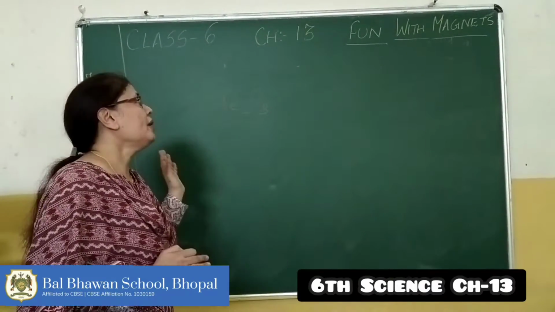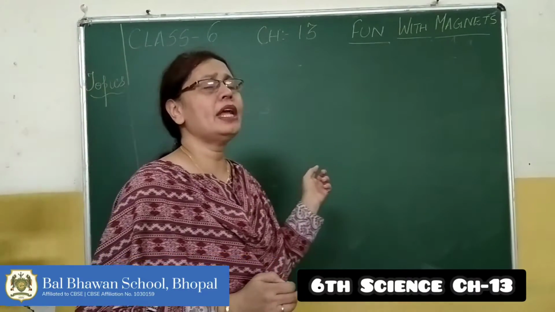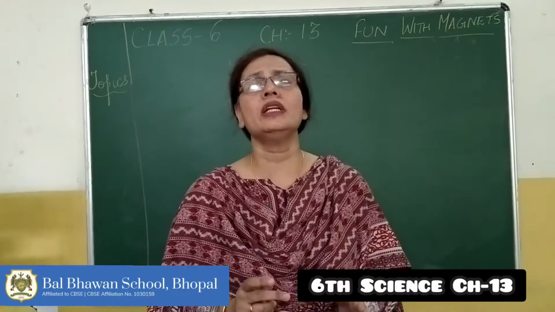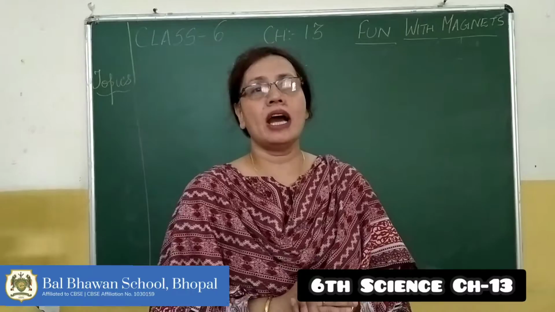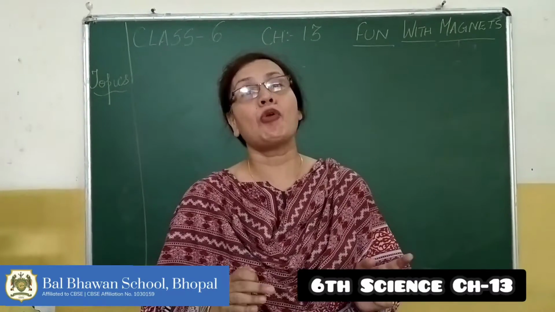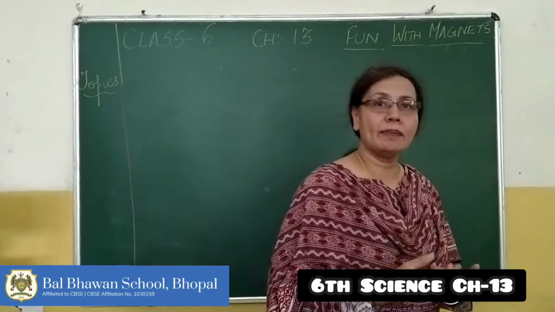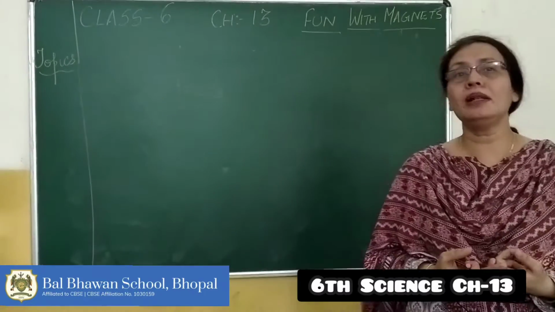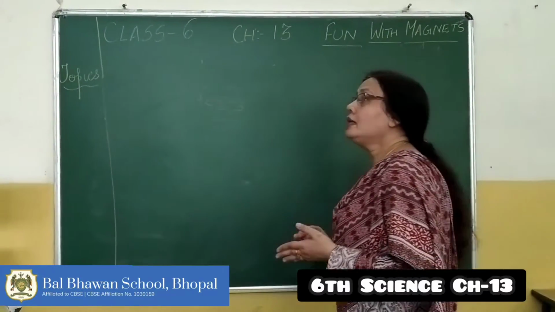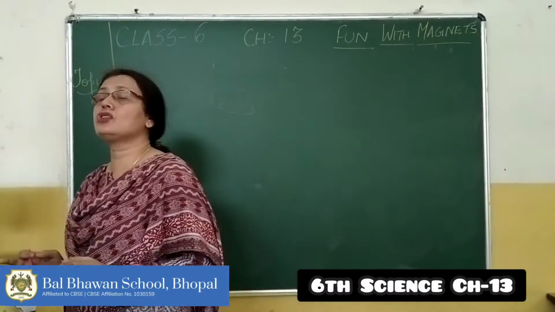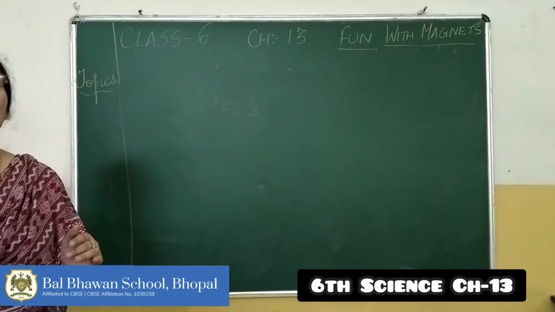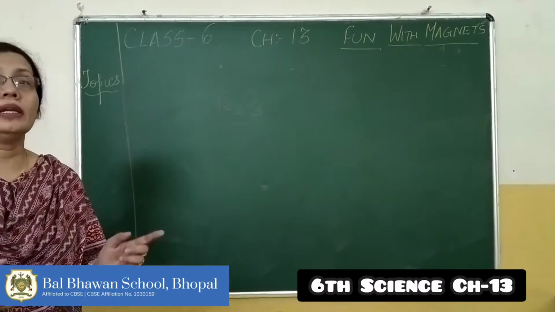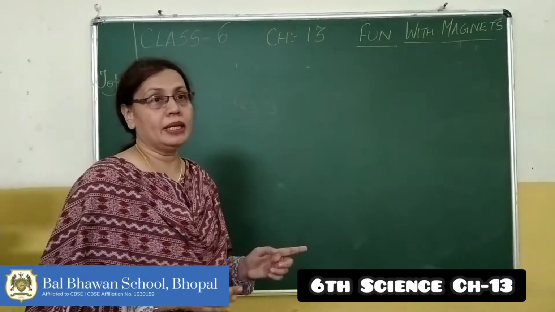Now when we compare this natural magnet with artificial magnet, since they are man-made, they have a proper shape. They can be bar magnet, they can be dumbbell magnet. And when we compare the magnetic strength, artificial magnets are stronger than natural magnets.